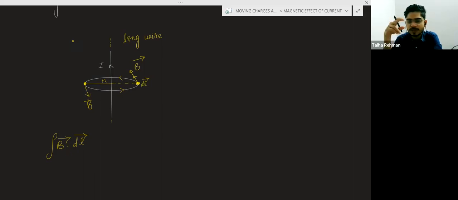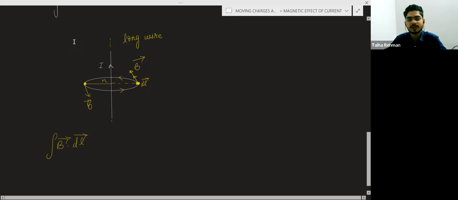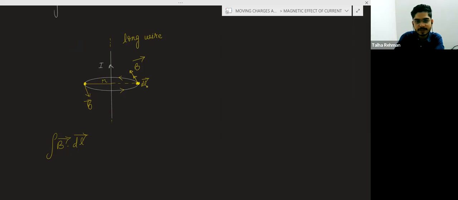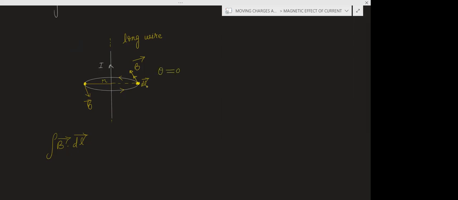I have told you that the direction of dl will be tangential. The direction of dl will be the direction of the current, and the direction of current is in this direction, so you draw a tangent and you get the direction of dl. Now the angle between the magnetic field and dl will be 0 degrees, as both are in the same direction. Theta is equal to 0 degrees.